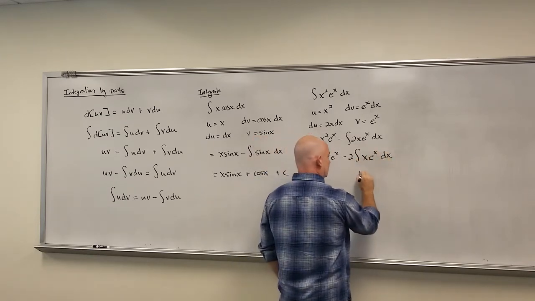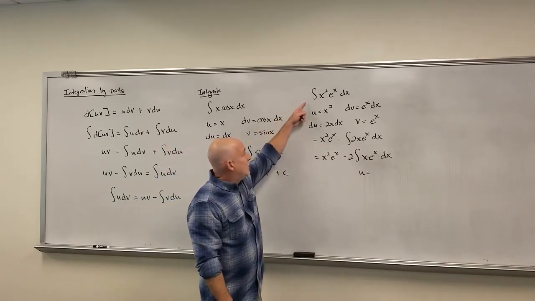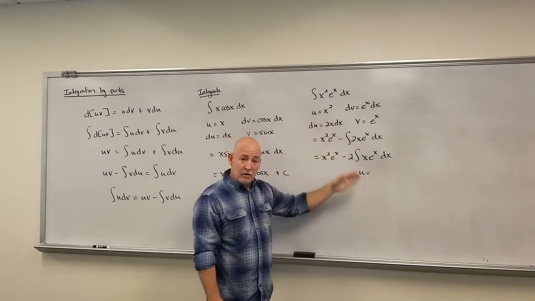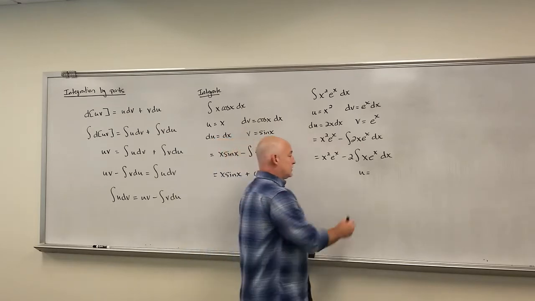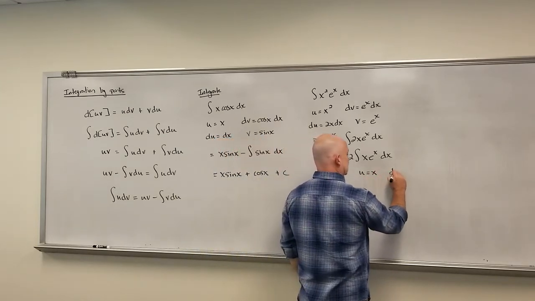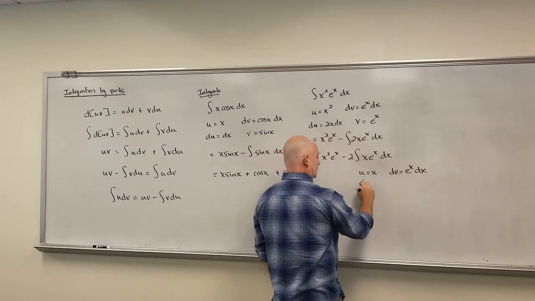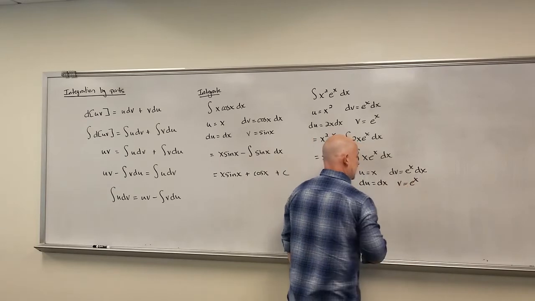So for this, let's let u be. Now once you've made your pick from the very beginning, we decided the u was going to be the polynomial. You have to keep doing that all the way down. If not, you're going to basically go backwards up this way. So let's let u be x, dv is e to the x dx, everything else in there. du is just dx, and v is e to the x.